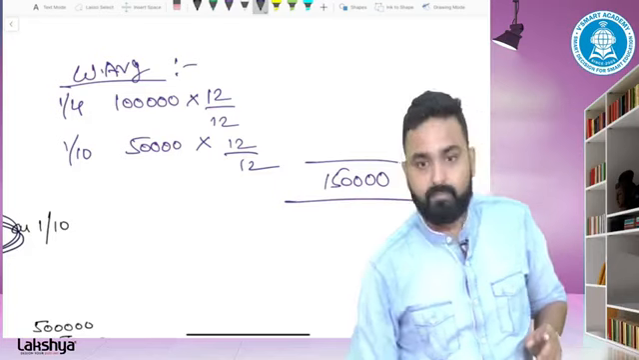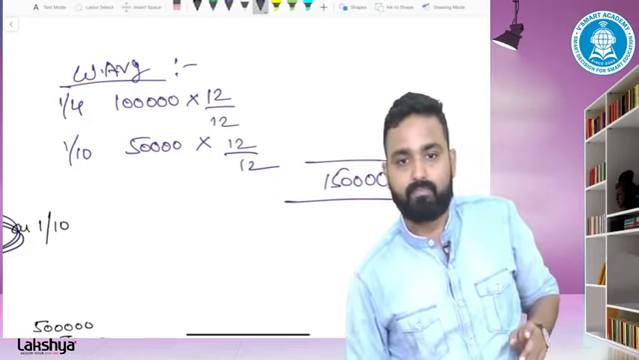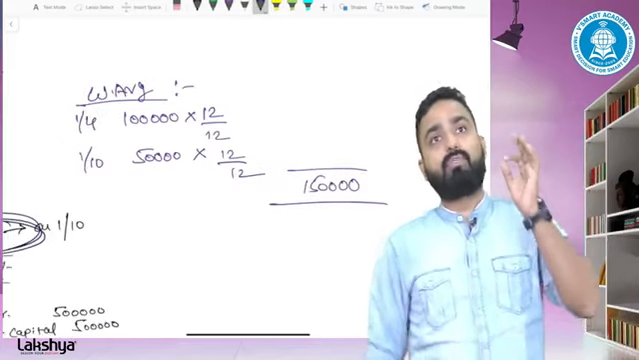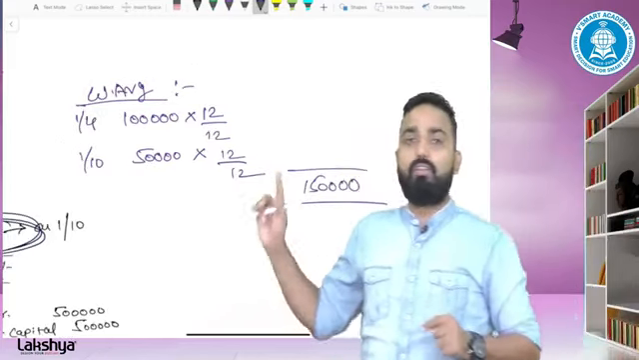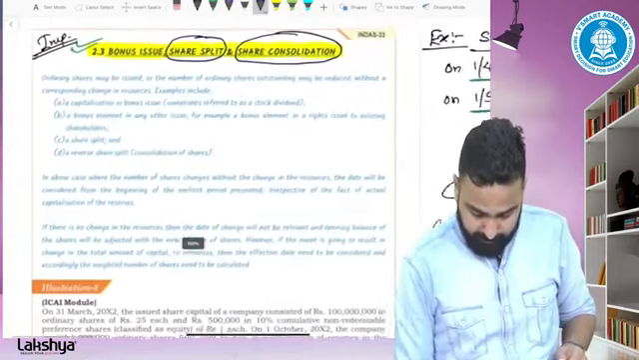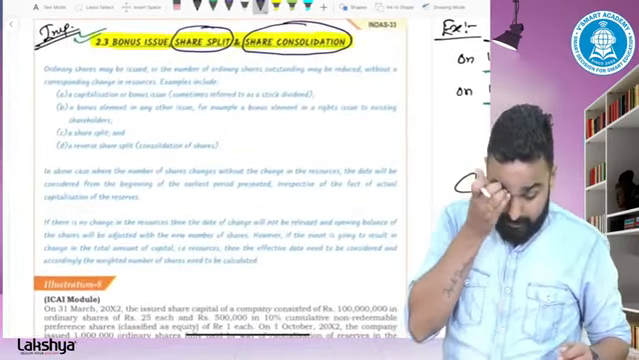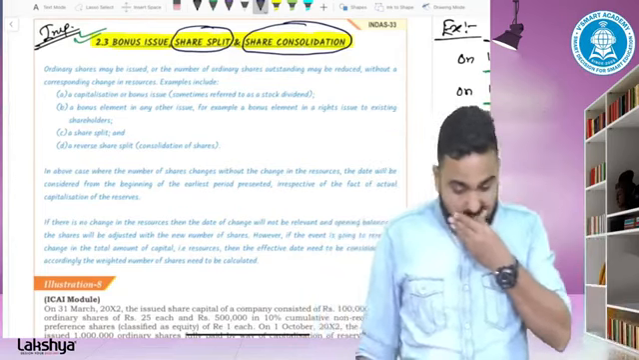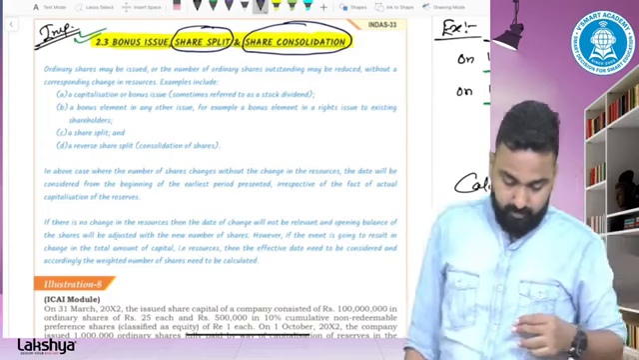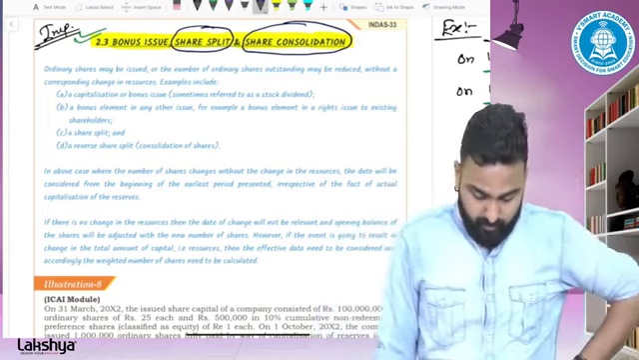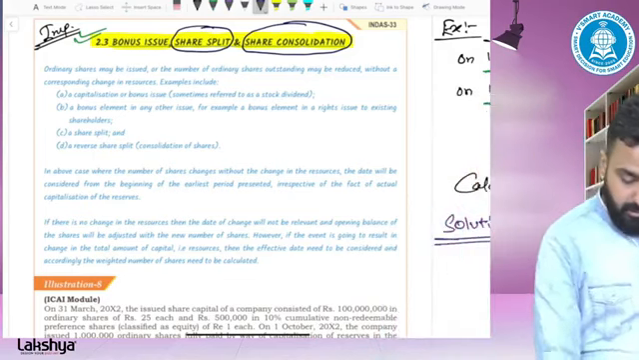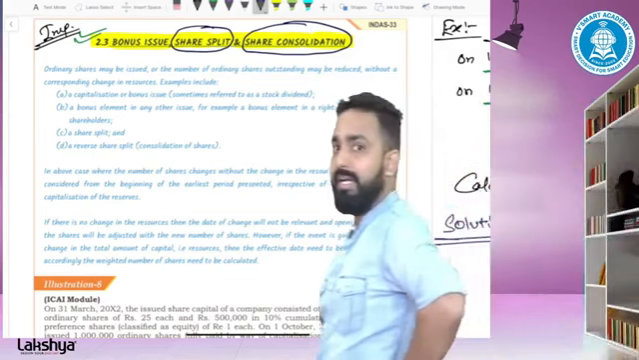Guys, understood or not? Tell me, have you understood this? So as far as bonus issue is concerned, we always do 12 by 12 calculation. Is it clear or not?